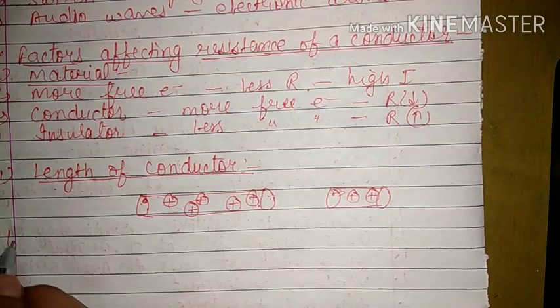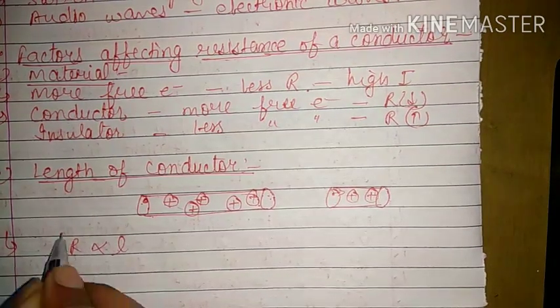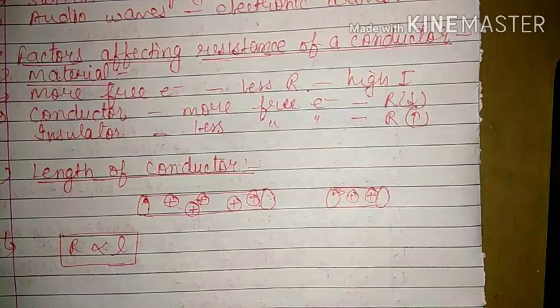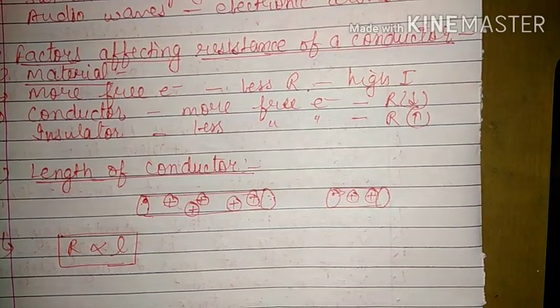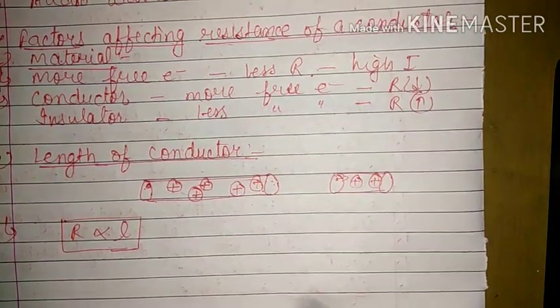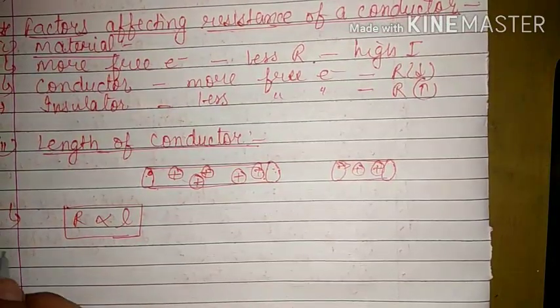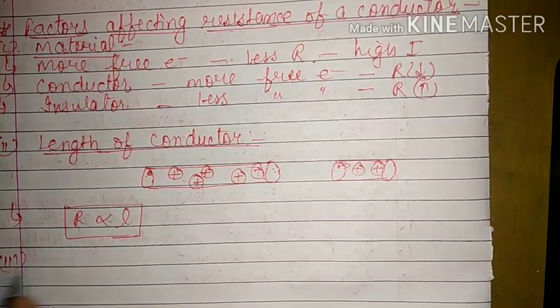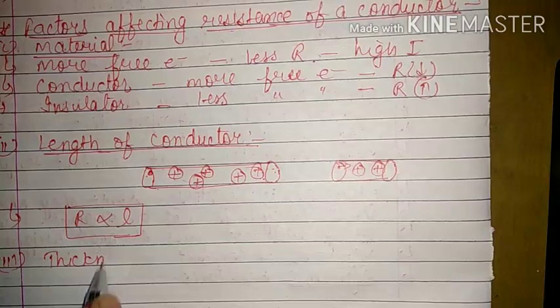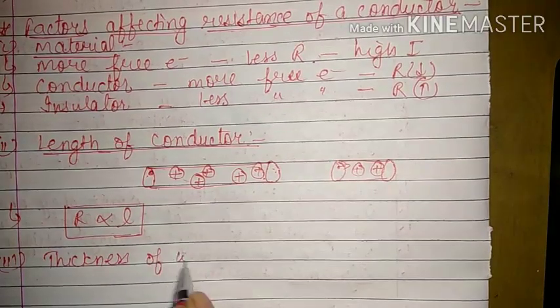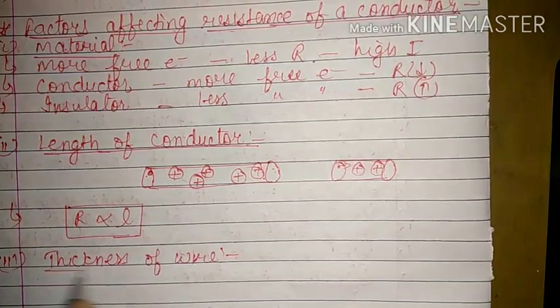That means resistance is directly proportional to length. If the length of the wire is more, then the resistance offered by that particular wire will be more. And the third thing is thickness. Thickness of wire. We know that thickness here means cross section area.